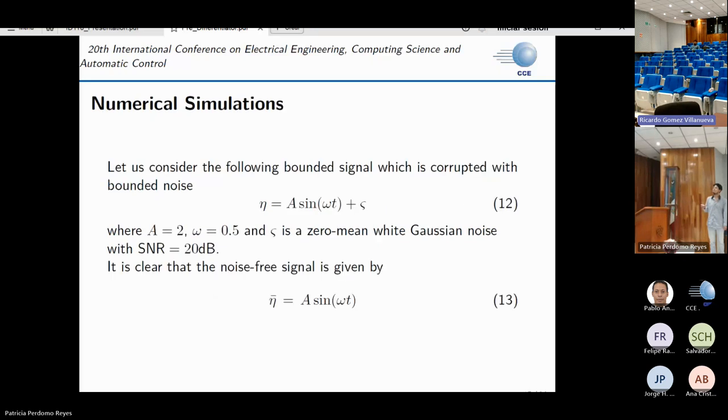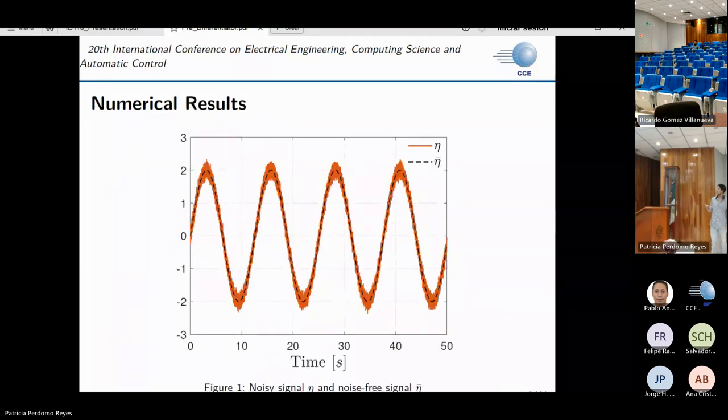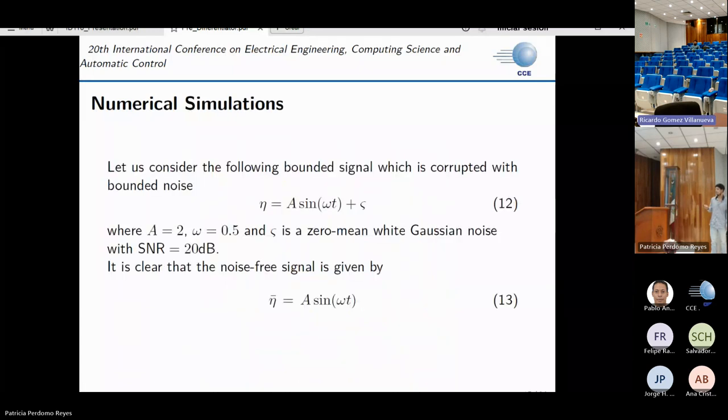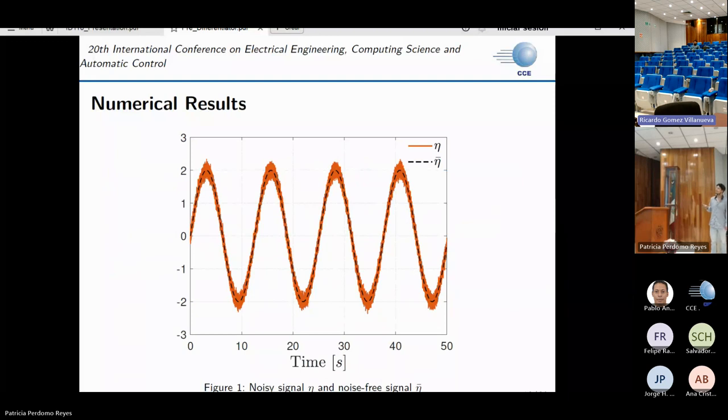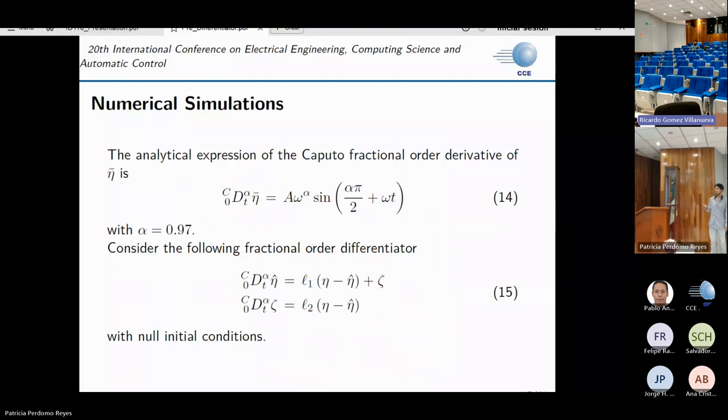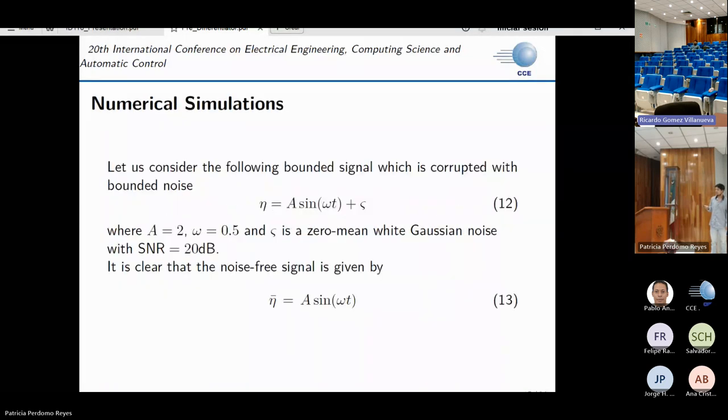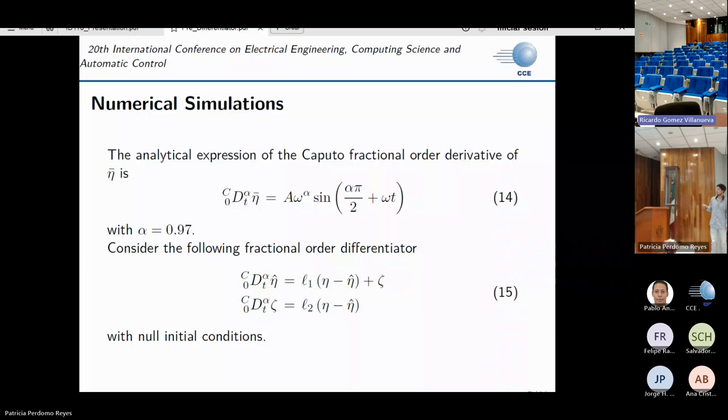For the numerical simulation, we consider a signal eta corrupted with bounded noise, and a simple sinus, where A is 2, omega is 0.5, and the noise is a zero mean white Gaussian noise with signal to noise ratio 20 dB. It's clear that the noise-free signal is only the sinus. The signal we can see in this graphic: the dotted line is the noise-free signal, and the orange line represents the noisy signal. The analytical expression of the Caputo fractional derivative of this noise-free signal is given in equation 14, which for simulation we only take this alpha.